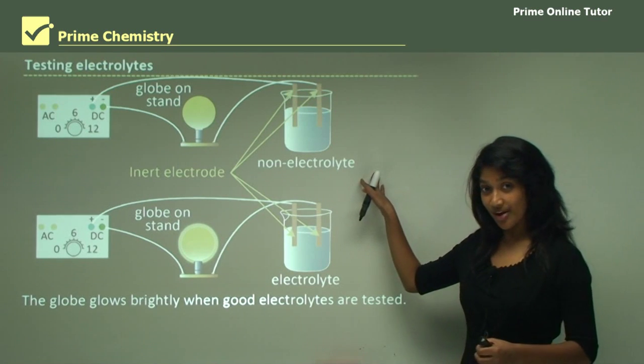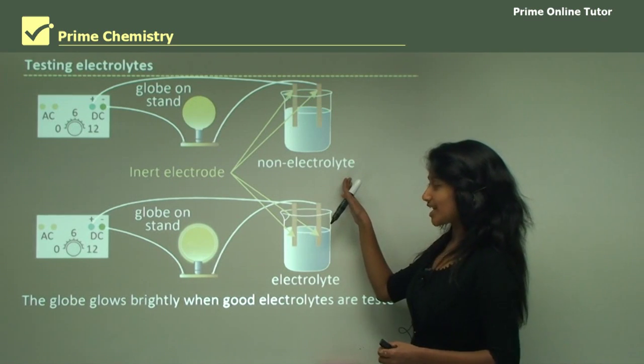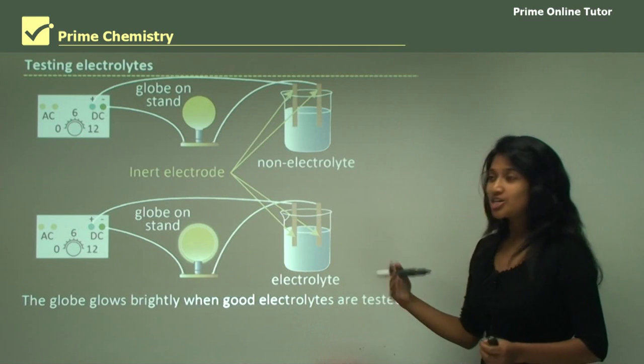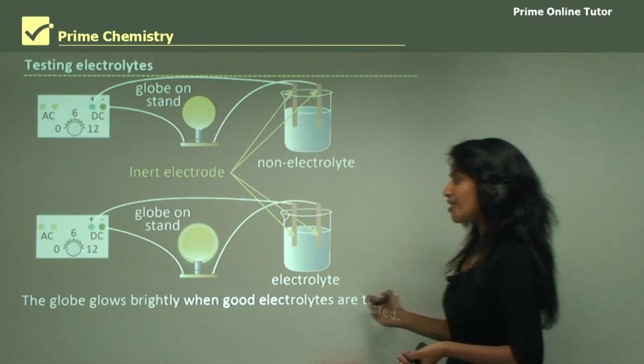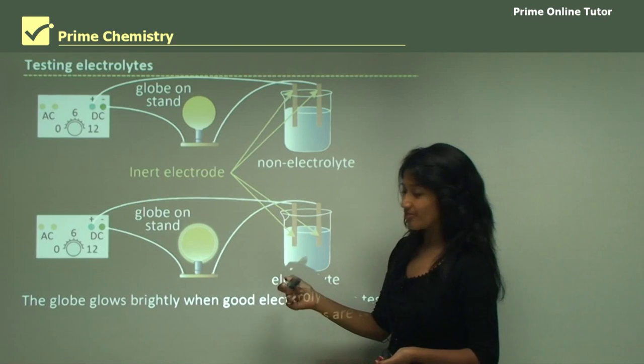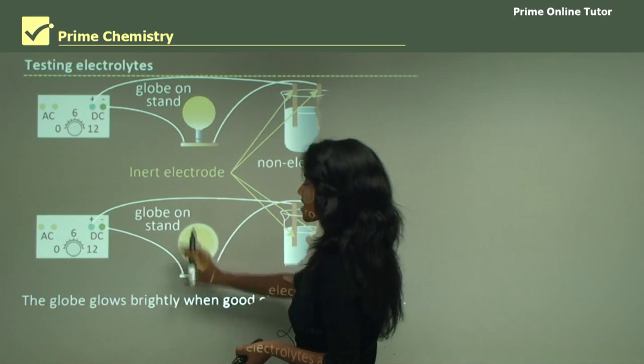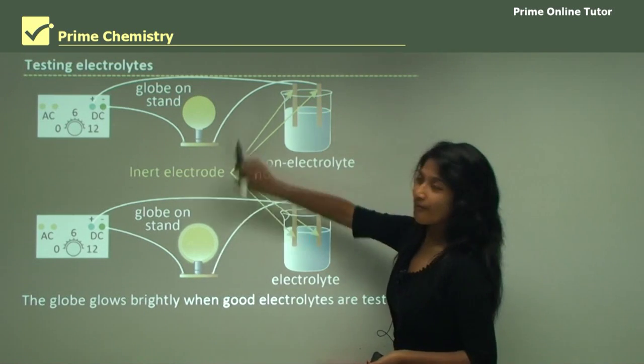So our independent variable would be the non-electrolyte and the electrolyte. So what would be our dependent variable? Our dependent variable here would be the glowing or the brightness of the globe.